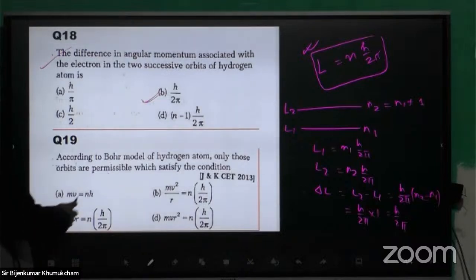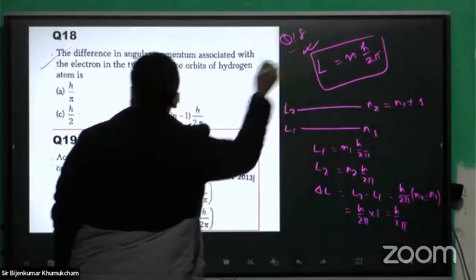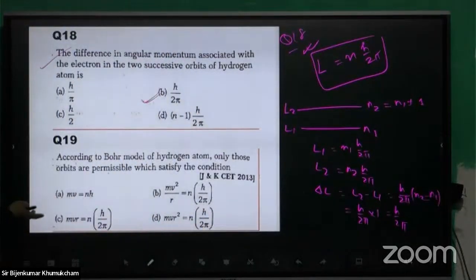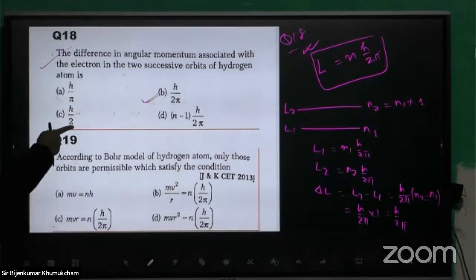Okay, that was question number 18. Now how to solve question number 19? Question 19 is theory. According to the Bohr model of hydrogen atom, only those orbits are permissible which satisfy the condition of quantization of angular momentum, that is mvr equals n h by 2 pi. Clear?